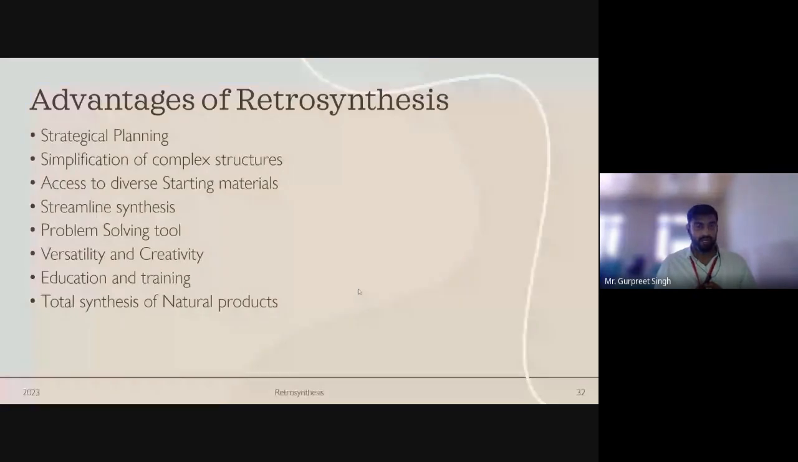Access to diverse starting materials. You can use a diverse range of commercially available starting materials in your synthesis. You have a streamlined synthesis. This synthesis is very easy. You know what kind of problem you are facing. You can easily overcome that. It's a very good problem-solving tool. And it is versatile and gives you better creativity. And finally, it can be used for education and training of students. And finally, it is applied to the total synthesis of natural products.